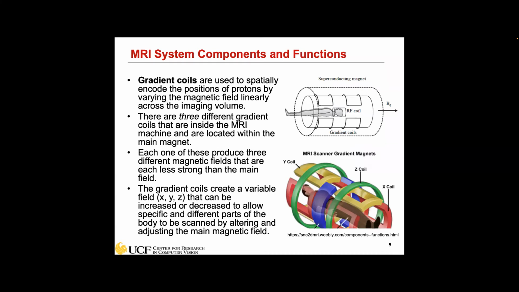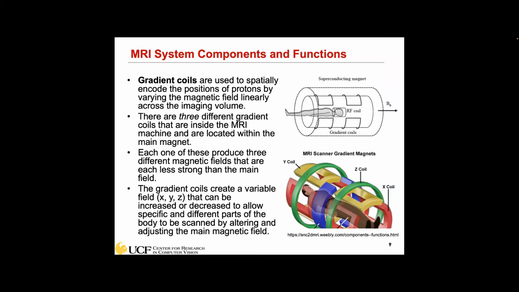The next component is the gradient coils. They are used to spatially encode the positions of protons by varying the magnetic field. There are 3 different gradient coils inside this MRI machine. Outside is the superconducting magnet, right? The second layer here is the gradient coil. Each of these gradient coils will produce 3 different magnetic fields that are each less strong than the main field. The gradient coil will create a variable field, XYZ, that can be increased or decreased to allow specific and different parts of the body to be scanned.